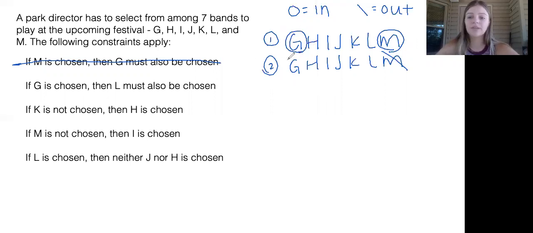So what happens? Can that rule apply? Well, it can because it's when G is in. So that means that L must also be in. So I'm going to circle L.